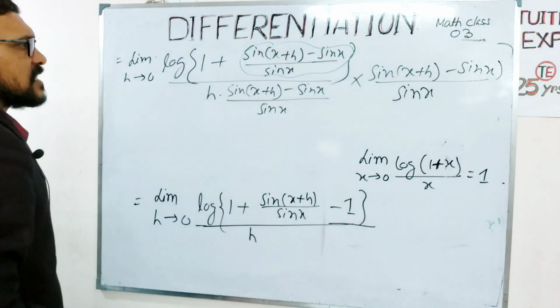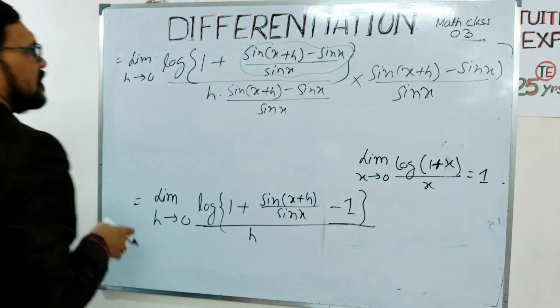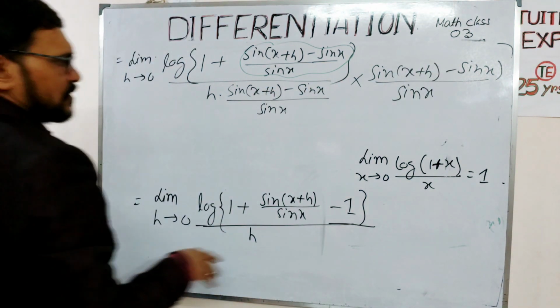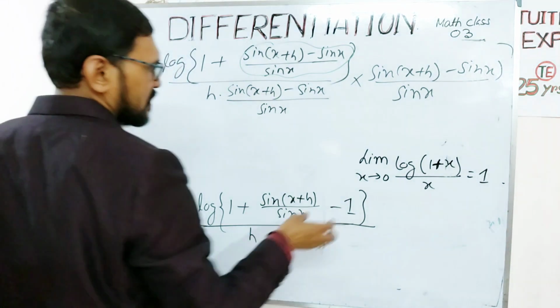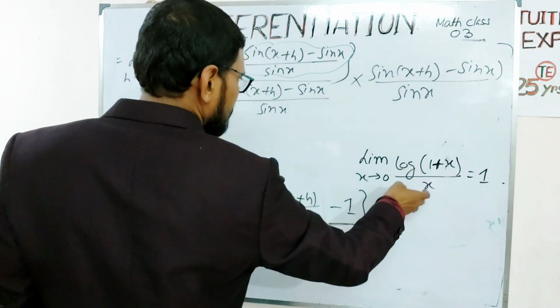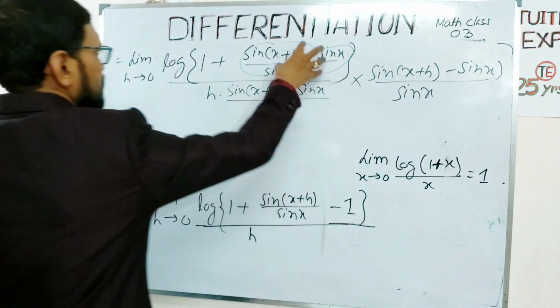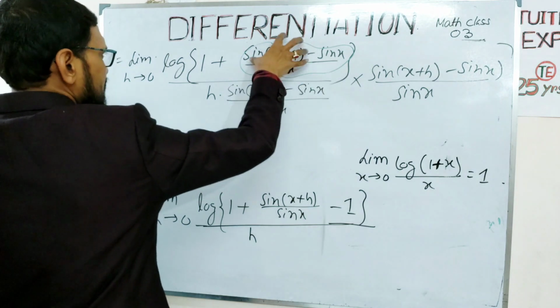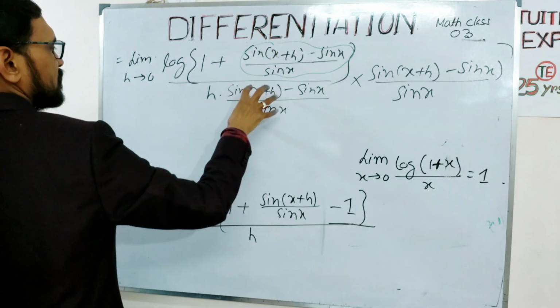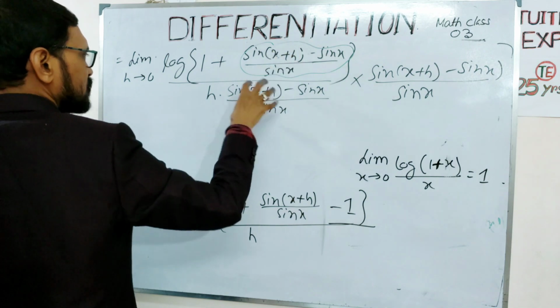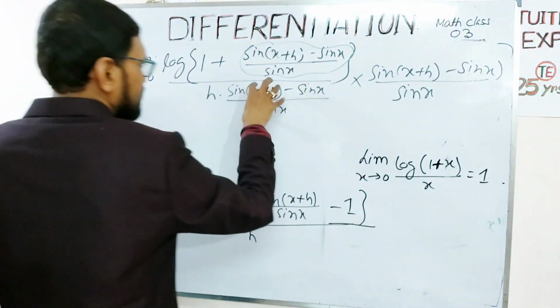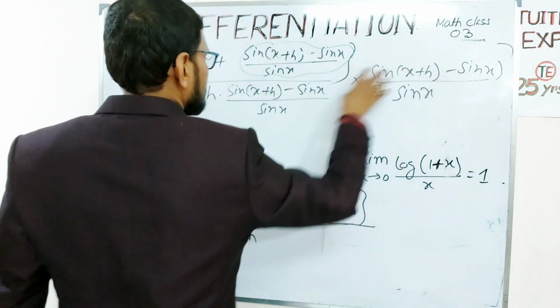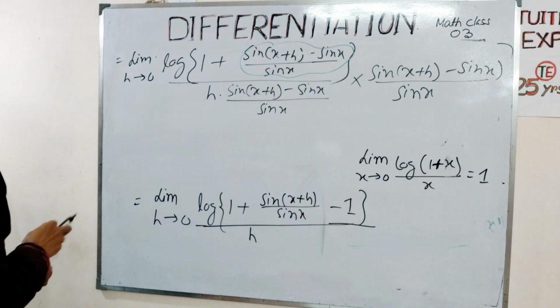We have to adjust this and this. The target is to use this formula, 1 plus x by x. Consider this whole term as x. This is not present here, so you put it here and adjust this. So what is the result?